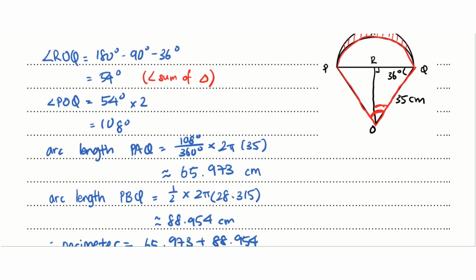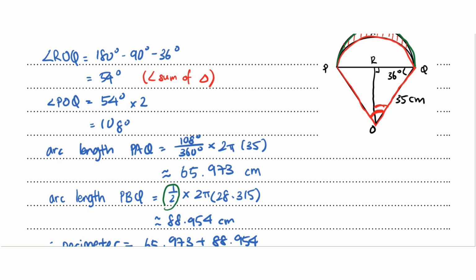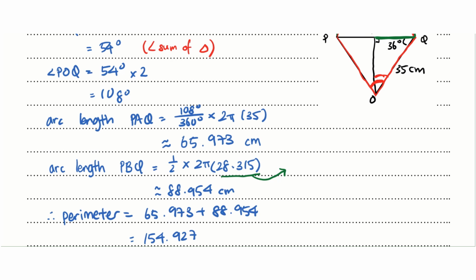Next, we need to determine the arc length of PBQ. Because PBQ belongs to a semicircle, it is subtended by an angle of 180 degrees. Otherwise, we can see it as half the entire circumference, so 1/2 times 2 pi times 28.315. So where did this 28.315 come from? This came from the value that we got in part I for the radius RQ of the semicircle. So we have 88.954 cm as the arc length of PBQ.